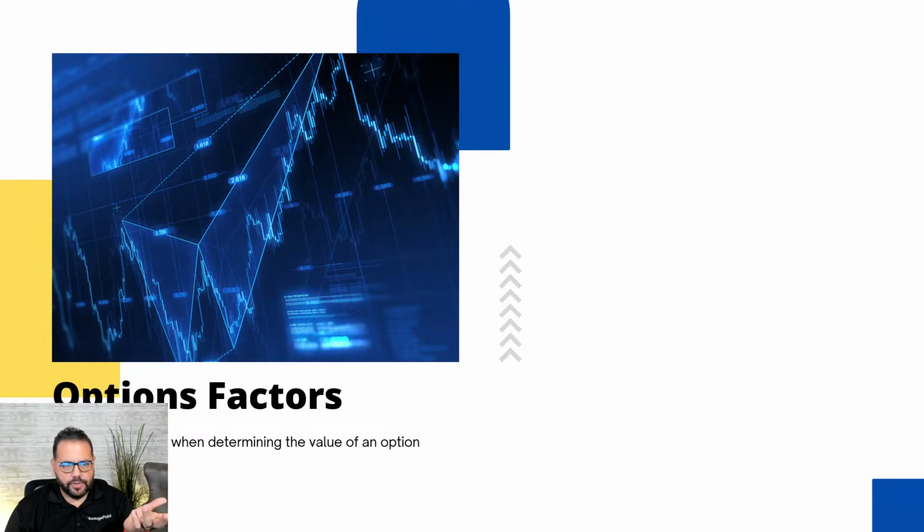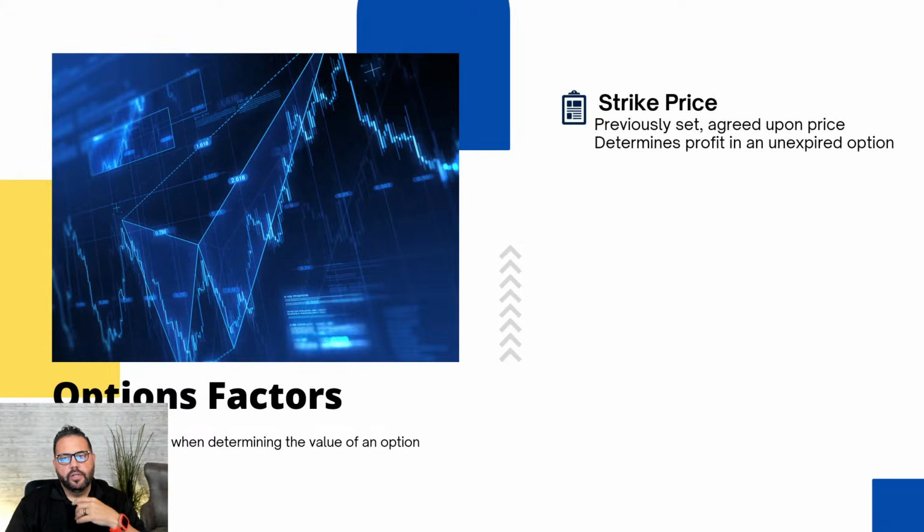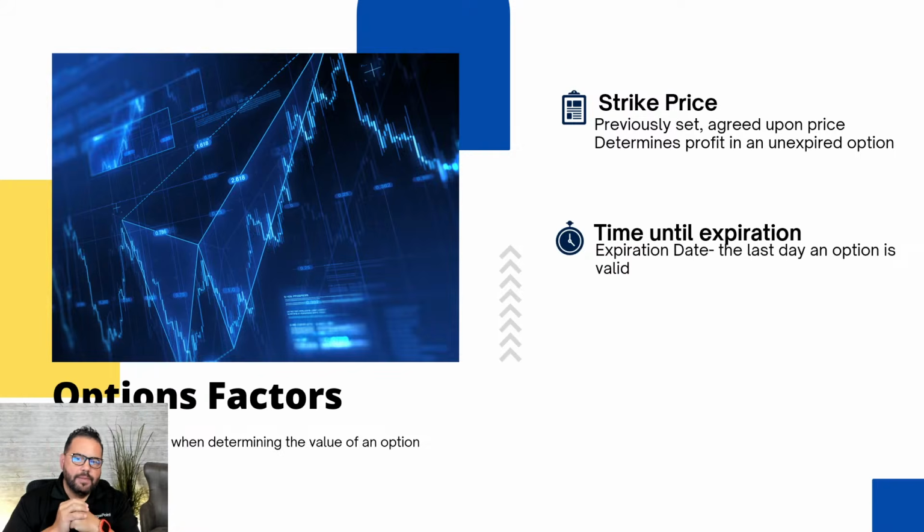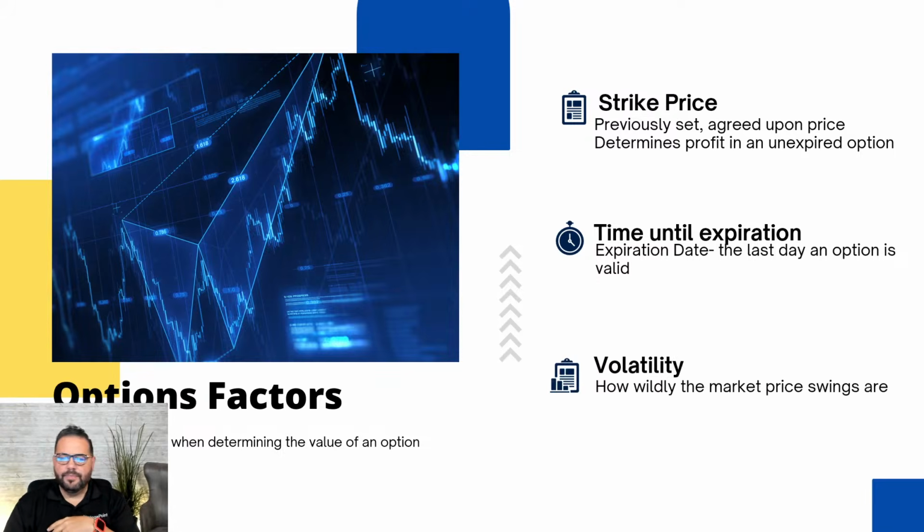Some of the other factors to think about. Strike price is a previously set, agreed upon price. It determines the profit in an unexpired option. We were talking about that. This is a key options factor that we have to remember. Time till expiration. Remember, the expiration date is the last day that an option is valid. And then volatility. These three things are key to making up the premium, the value of that option.